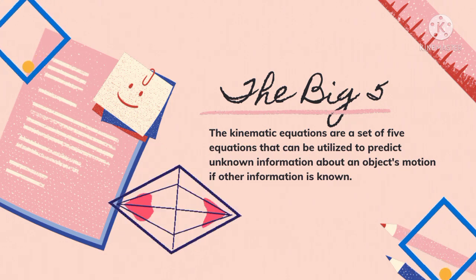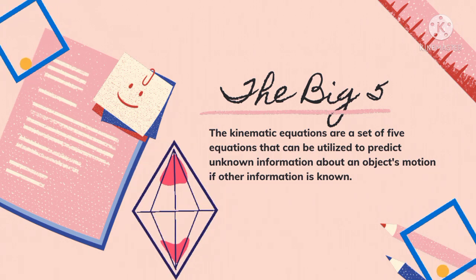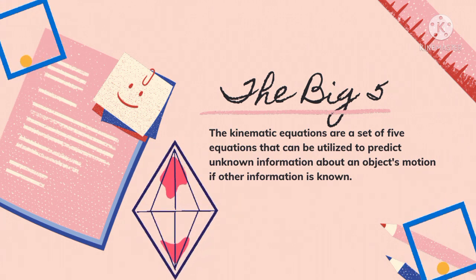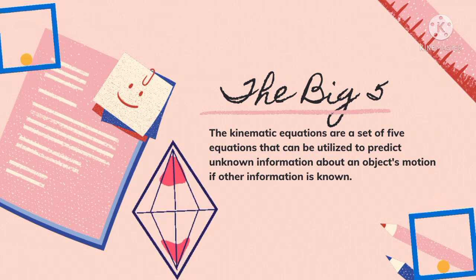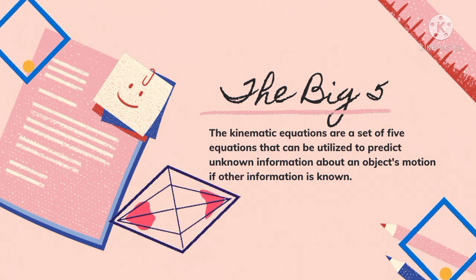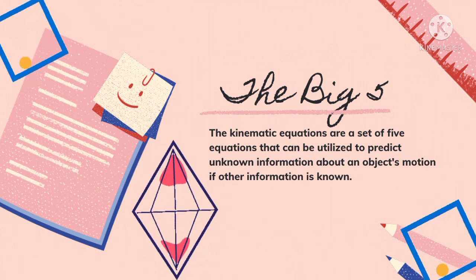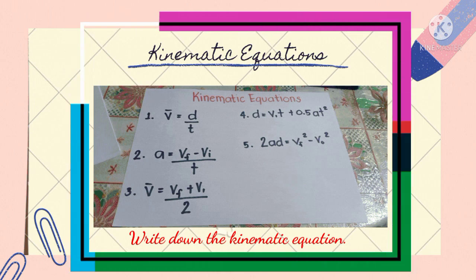Each of the kinematic equations includes 4 variables. If the values of 3 of the 4 variables are known, then the value of the 4th variable can be calculated. In this manner, the kinematic equations provide a useful means of predicting information about an object's motion if other information is known. Here are the kinematic equations.